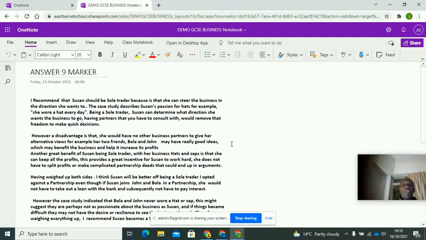There's so many different ways of answering a recommendation question. This is just one way. Another way could be maybe you'd recommend at the end. This is just a different way of doing this question. So what we're trying to focus on is 2 positive points, 4 and 1 against. So let me read this. I recommend that Susan should be a sole trader straight away.